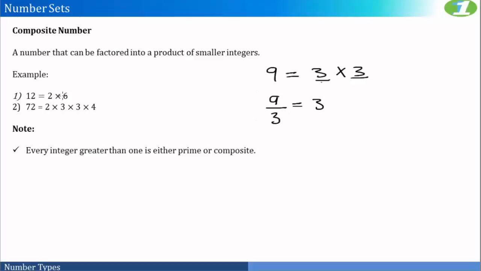So here we see that 12 is equal to 2 times 6. And this could have been written 3 times 4, and we could have gone 3 times 2 times 2, and so on. You get the idea. And 72 is equal to 2 times 3 times 3 times 4. And so both of these numbers are composite numbers. Now, every integer greater than 1 is either prime or a composite number.